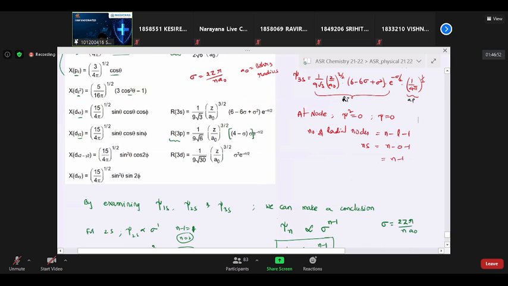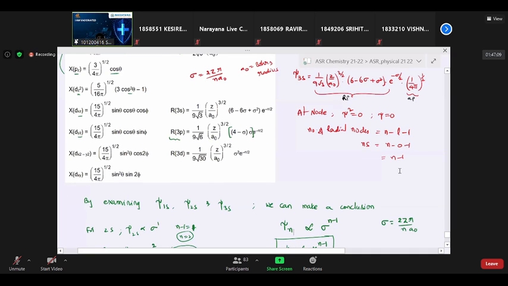From this conclusion, we can say that psi ns, not only for s but for any n, maybe ns, np, nd, nf, we can use all. So psi of the nth orbit is directly proportional to sigma power n minus 1. For understanding, in the above cases, we got psi 1s proportional to sigma power 0, psi 2s proportional to sigma power 1, psi 3s proportional to sigma power 2. Maximum factor.